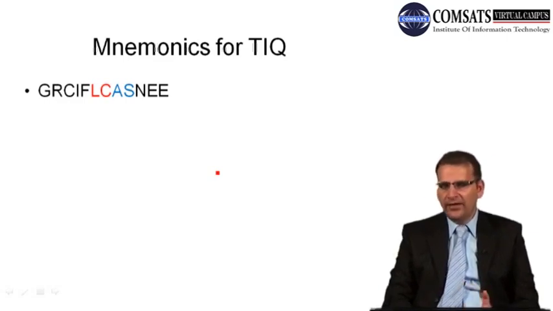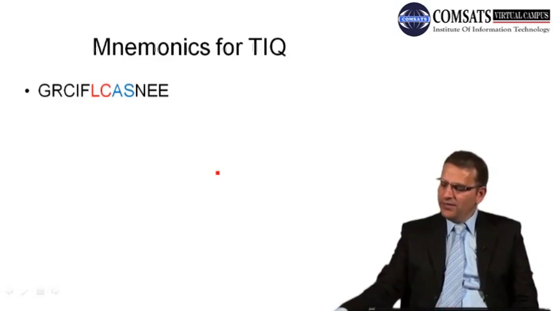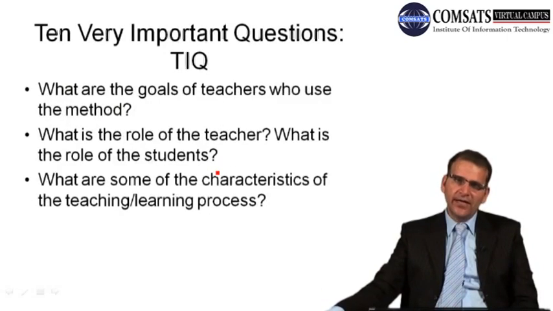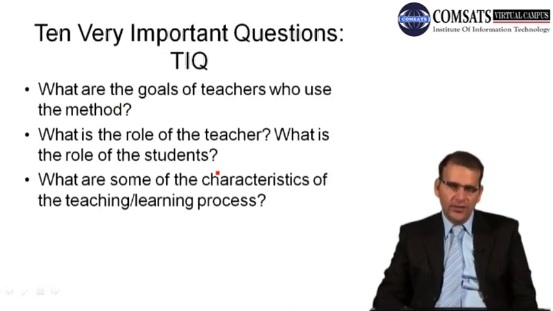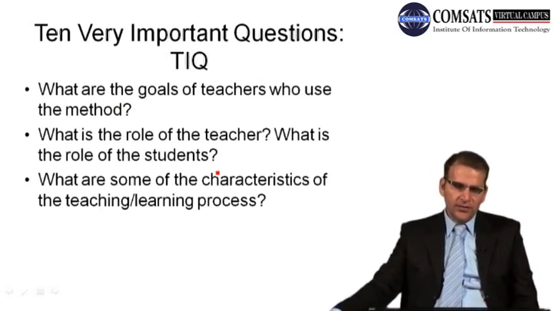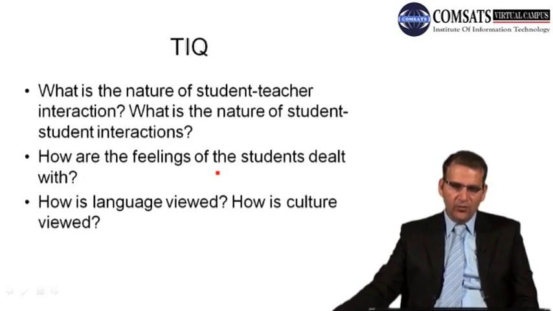GRCIFLCASNEE. In fact, this is an acronym. I have taken all the first letters of these 10 questions just to help you know these questions, so you can have them on your fingertips. The first G for goals, second R for roles, then C for characteristics. And then if you move on, you have what?